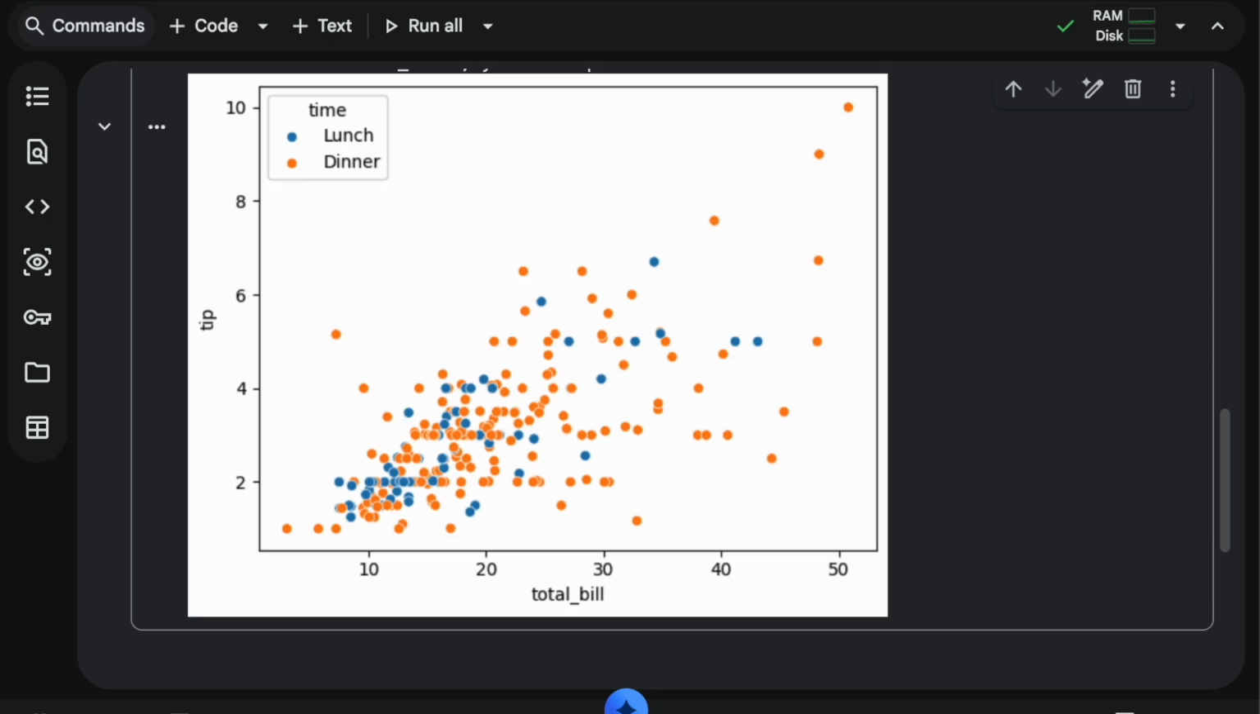By incorporating this additional categorical information, the plot becomes a richer and more informative tool for exploring the data. It enables us to make more nuanced observations about customer behavior, such as noticing that larger dinner groups may leave proportionally larger tips, or that lunch bills are more tightly clustered around lower amounts.